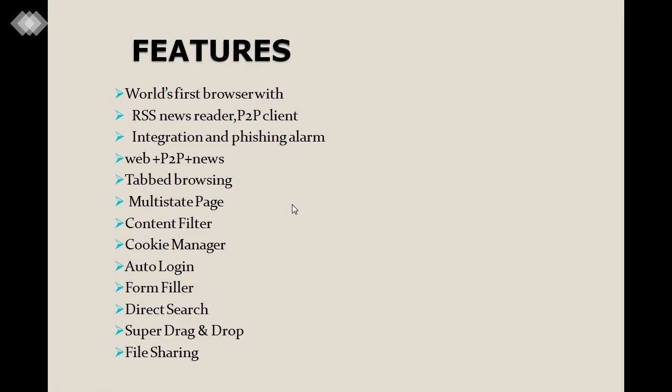Now features like the world's first web browser with an RSS news reader or point-to-point client, which is part of the integration, and phishing alarm. So it consists of web plus point-to-point network plus news. They are multi-state pages. They follow some features like tab browsing, cookie managers, auto logins, content filter, direct search, super drag and drop, and also basically the main feature of file sharing.